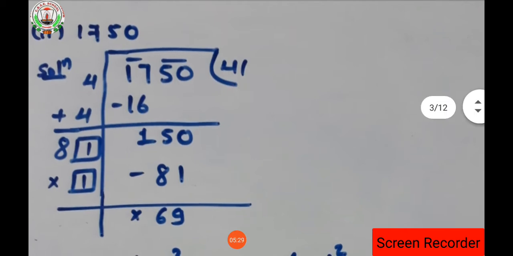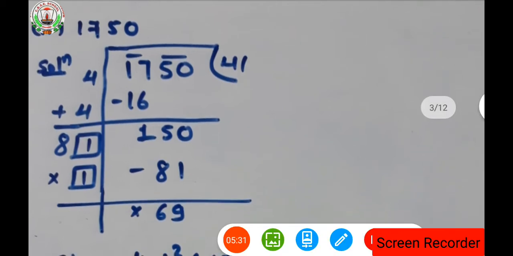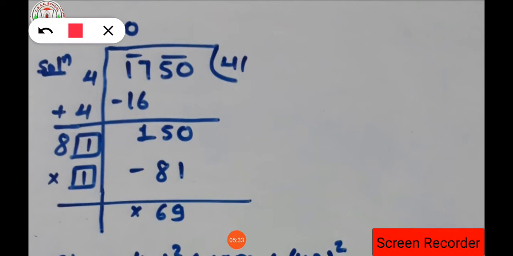1750. As I told you, we have to make the pair from which side? From the right hand side, isn't it? So 1750, making the pair from the right hand side. Here we had made the pair of 17 and 50. Now we have to think of a number such that we will get exactly 17 or less than 17.